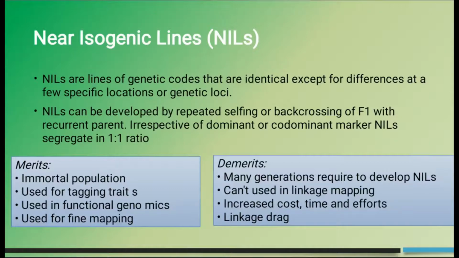The merits are that it is an immortal population, it is used for targeting traits and in functional genomic studies, and it is used for fine mapping. The demerits are that many generations are required to develop the NILs and we cannot use them in linkage mapping. Increased cost, time and effort are also demerits, and linkage drag is a problem in NIL populations.